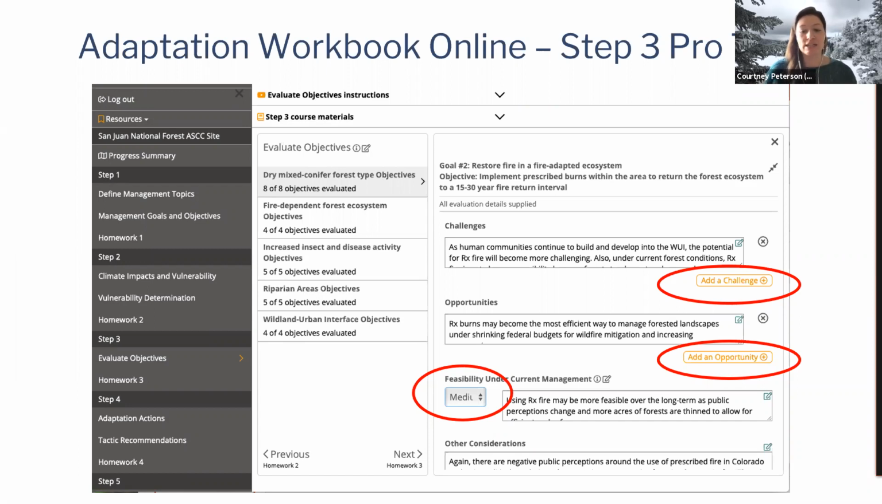And that's a great place where you can add some of those other considerations, such as funding opportunities, or the capacity with the number of personnel you have to help with management, or some of the other social considerations. So that's where you can put in some of those additional considerations as well.